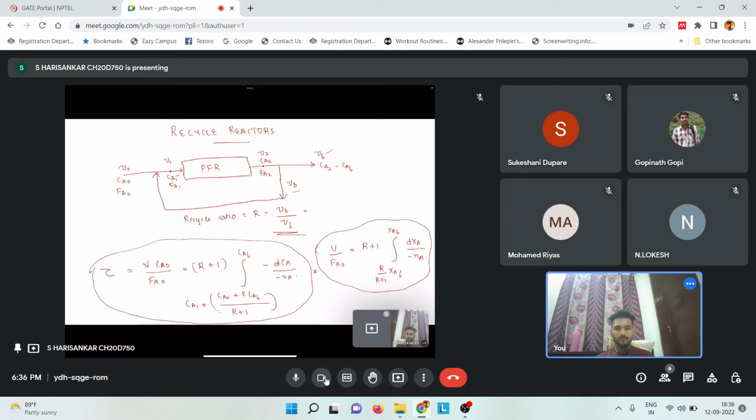So for more than 1.5 classes, we have been looking into a few of these concepts related to CRE, the basics of reactions and reactors. It's high time we move into solving some of the questions from previous year GATE questions. So any doubts regarding this?